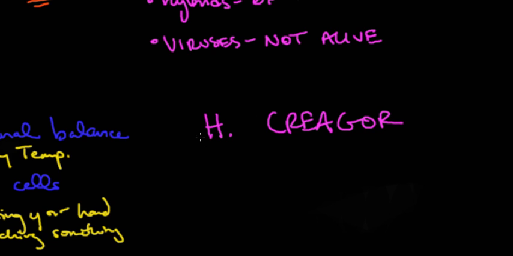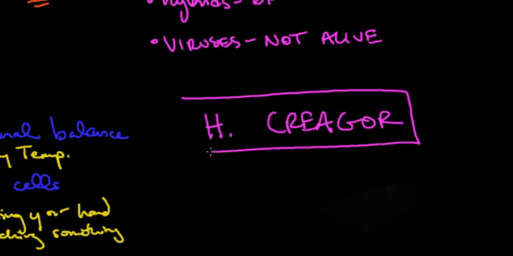Krigor. So it's homeostasis, cells responding to a stimulus, energy and nutrients, adaptations, growth and development, organization, and reproduction. These are the characteristics of life that I need you to know, and a good way to remember that is it's like somebody's name, H. Krigor. And I see that I'm at 10 minutes. I'm going to stop right there.